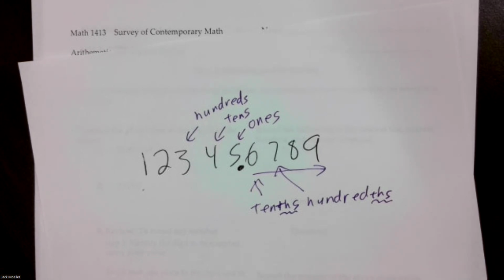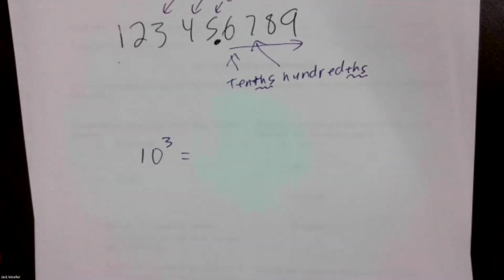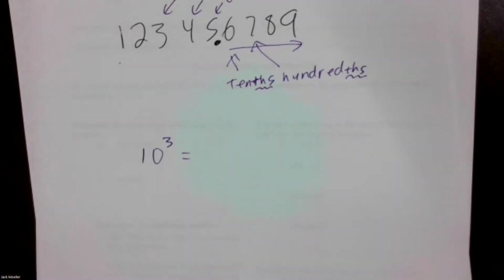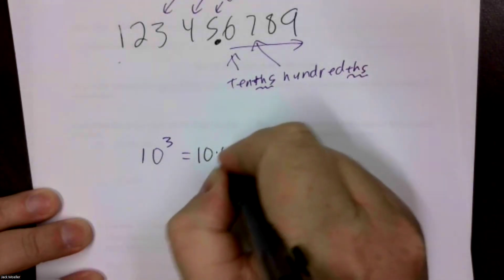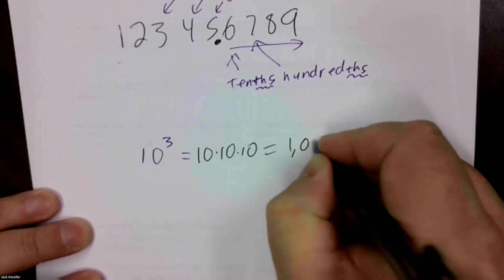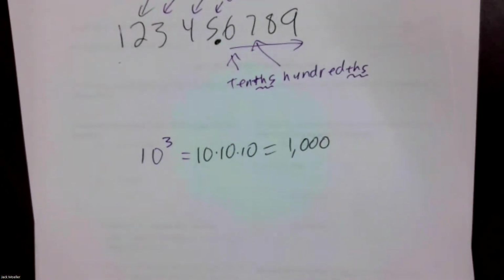This is not something you're ever going to get tested on, but sometimes I find it helps students remember where the names are coming from. And this is all based on the fact that our numbers are based on powers of 10. So for example, if I do 10 to the third, what does 10 to the third mean? It's 10 times itself 3 times. So you get 10 times 10 times 10, which is 1,000. And there, that 2 is our thousands place value.